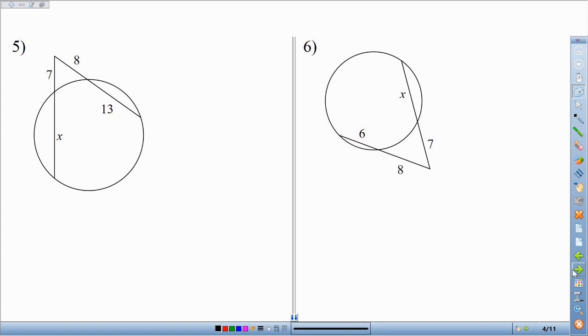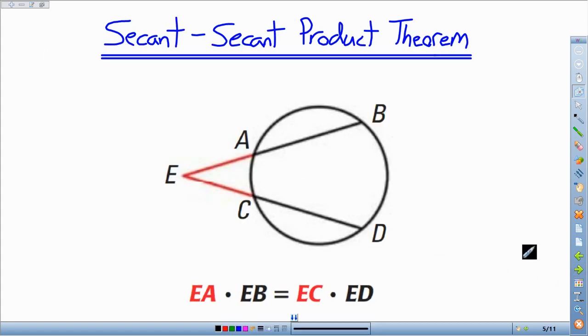All right, so jumping down from here, we get into looking at two secant lines crossing. This is our secant product theorem. The big thing about this is when we go to multiply the two parts, what we're doing is we're multiplying the outer segment times the entire secant line. Be really careful. It'd be tempting to do just this part times this part. It doesn't work that way with the secant product theorem.